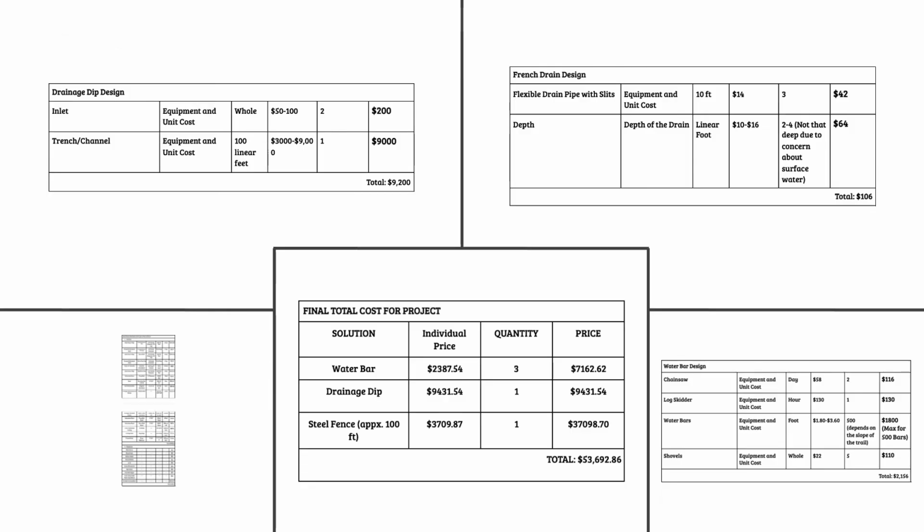Here we have the cost analysis for the project. The cost analysis was broken up between all 4 alternative solutions. Below you can see the materials cost and the laborer cost.